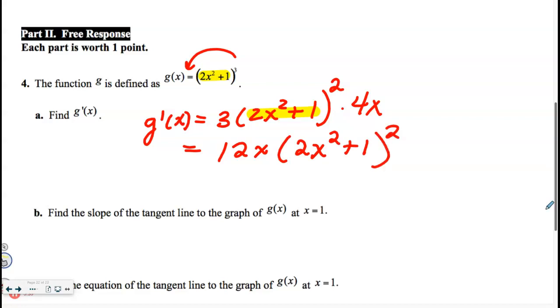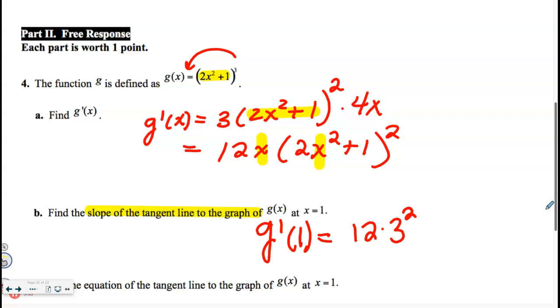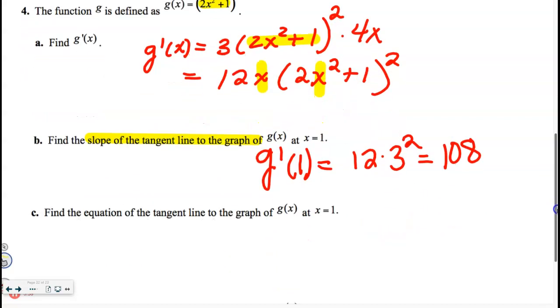Find the slope of the tangent line to the graph of g. That would be called the derivative of g at 1. So all I need to do is put a 1 in for my x, which would be 12 times (2 times 1 plus 1), 3 squared, which I could leave like that, I suppose, but what is that, 12 times 9, 108? That's a very steep curve.